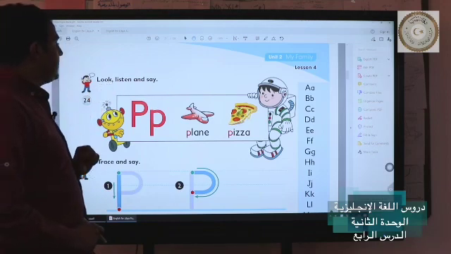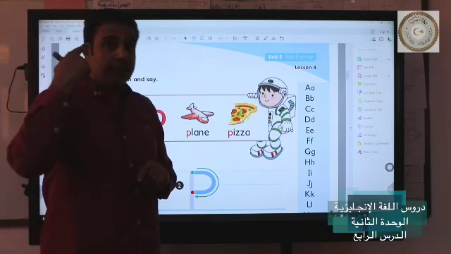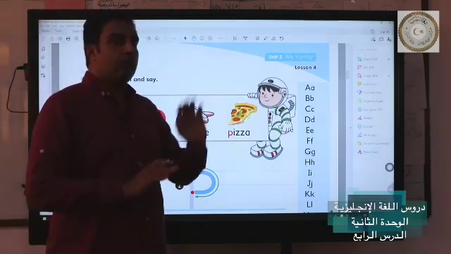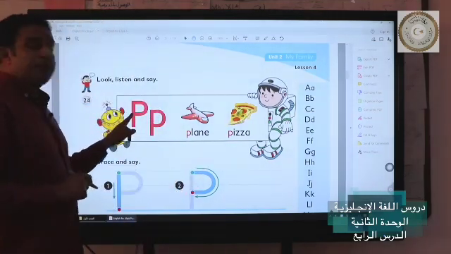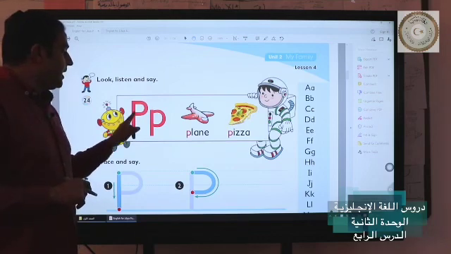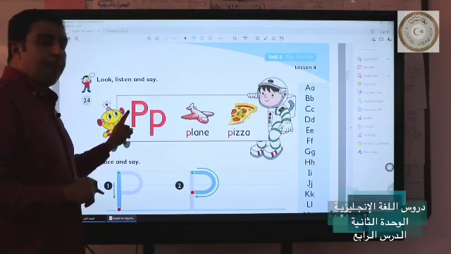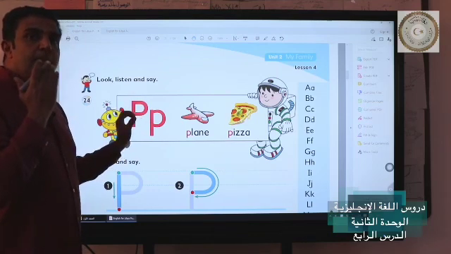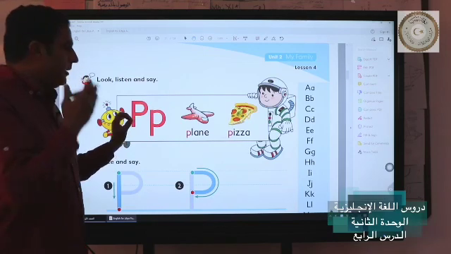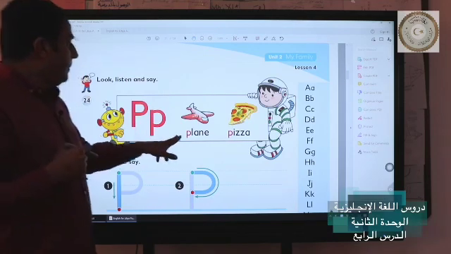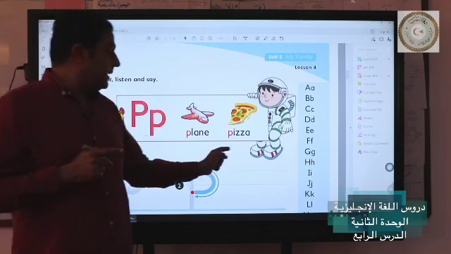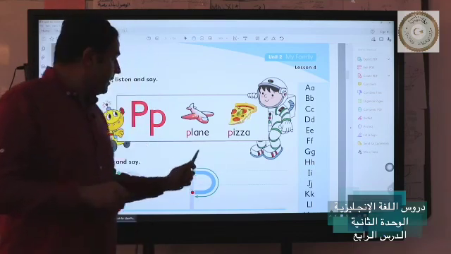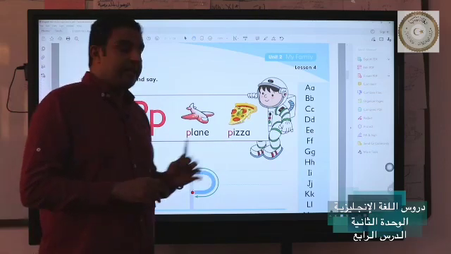Look, listen, and say. Today we deal with a letter and a sound. This is letter P. Capital P, small p. P, p, p. There is a puff of air coming out of the mouth. P. Puff of air. P. Peer. Plane. Pizza. Plane. Pizza. Okay.